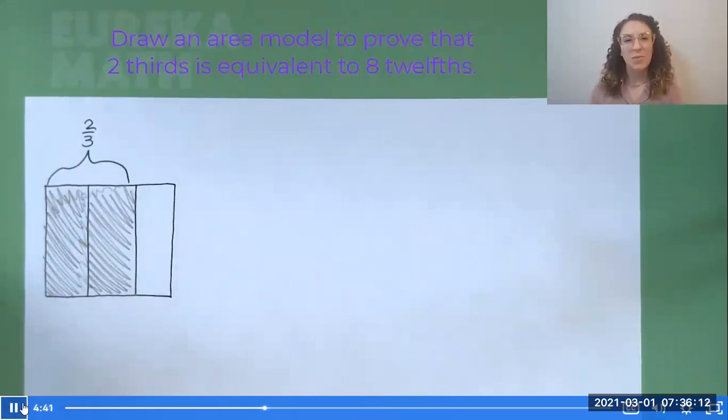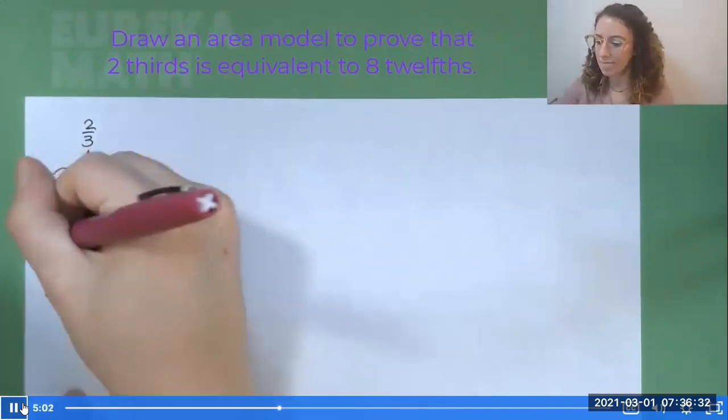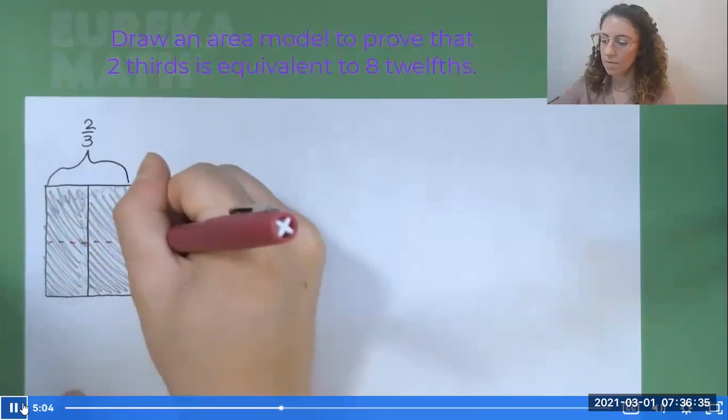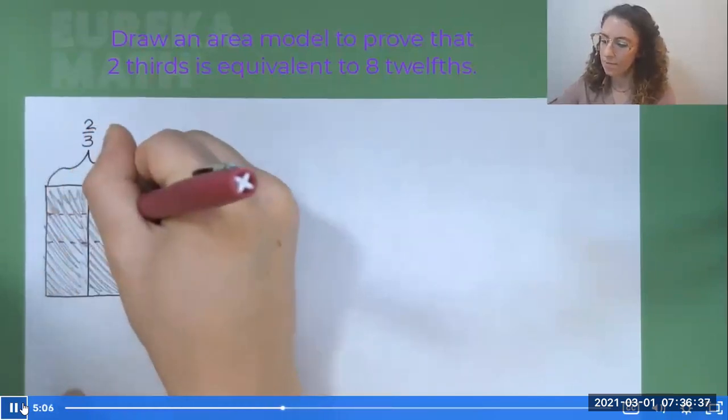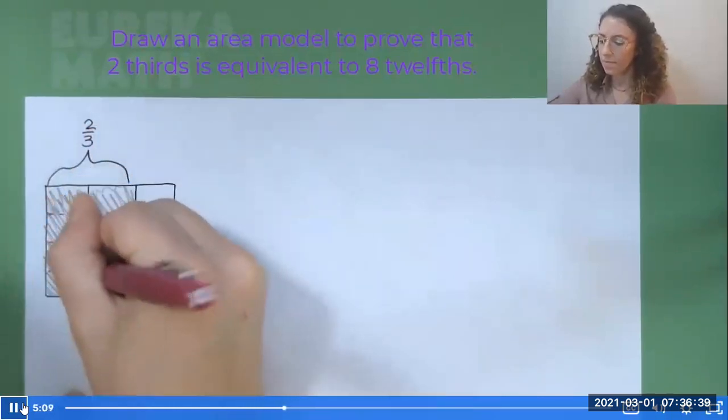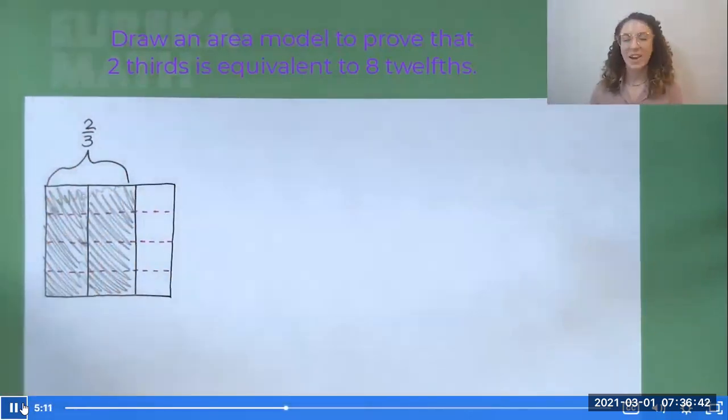What other unit do we need to represent? 12ths. So how many parts do we need to make a whole? We need 12 parts. How do we make 3 parts into 12? Split each third into 4 equal parts. I'll draw 3 lines to decompose the thirds into 12ths. There we go.